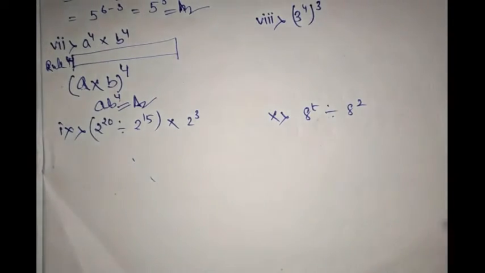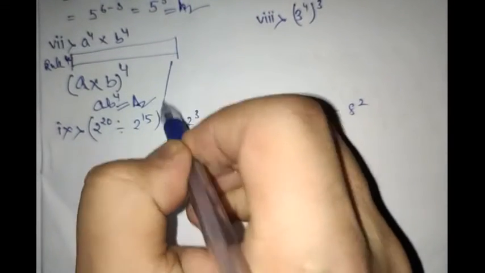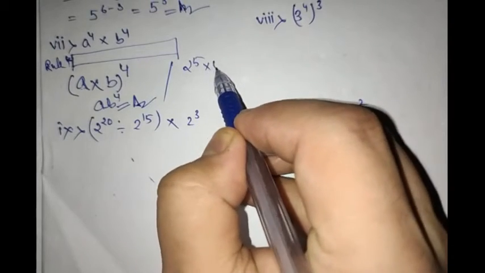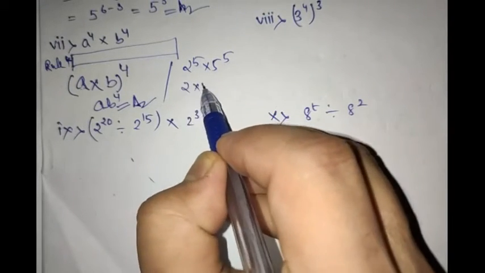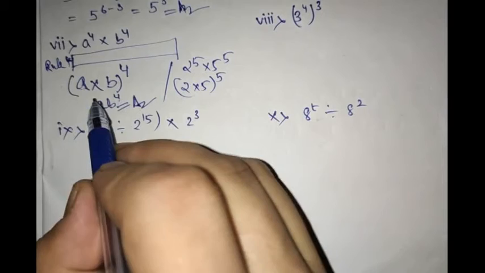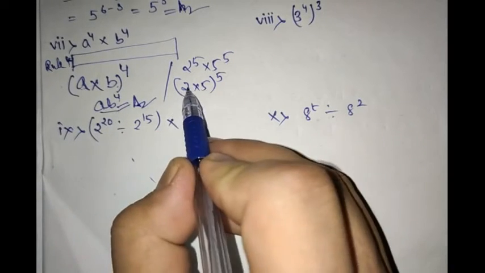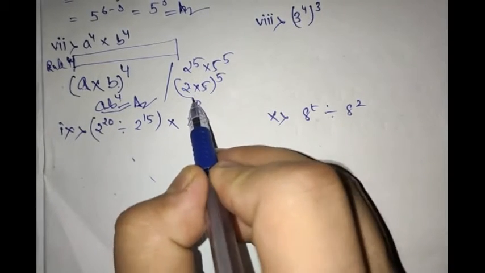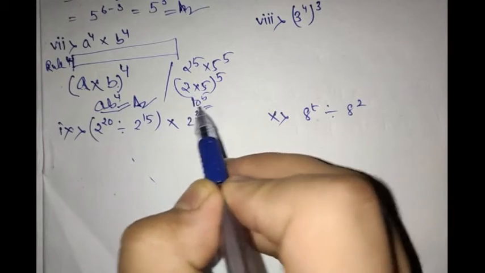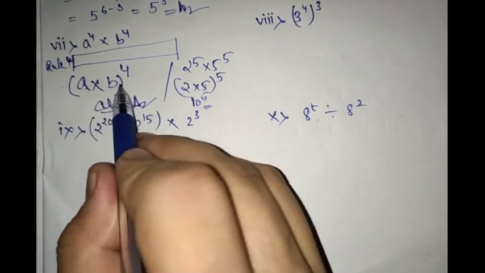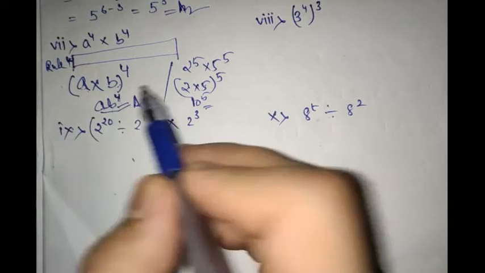Like what you did in your previous question, 2 to the power 5 into 5 to the power 5 was there. In the previous question, what did you do? 2 into 5 to the power 5. So here A into B is AB. Like this, 2 into 5 is 10 to the power 5 you have written. Yeah. So in this way A into B is AB. So it is power 4.